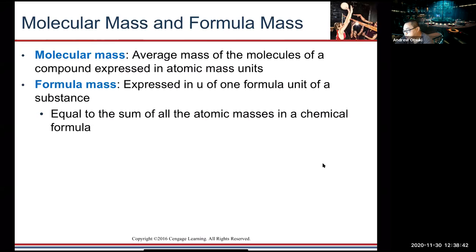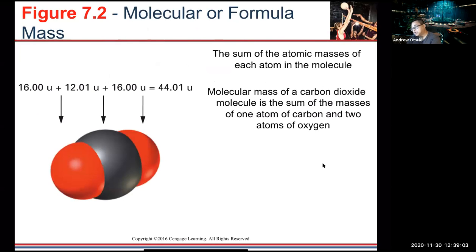So all these masses are equal to the sum of all the atomic masses in a chemical formula. We call them averages because we're using the average mass on the periodic table. We're going to go over what that means. For example, if I want a carbon dioxide molecule, the sum of all the elements in that compound will give me my molecular or formula mass. That's not the same as molar mass, so don't get that confused. Molecular mass is when we're talking about one molecule of the compound, or one formula unit, and that's when we use the atomic mass unit u.